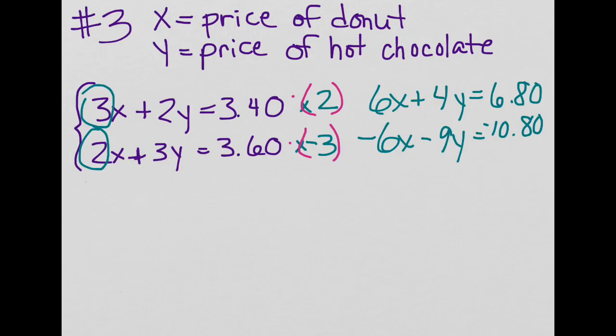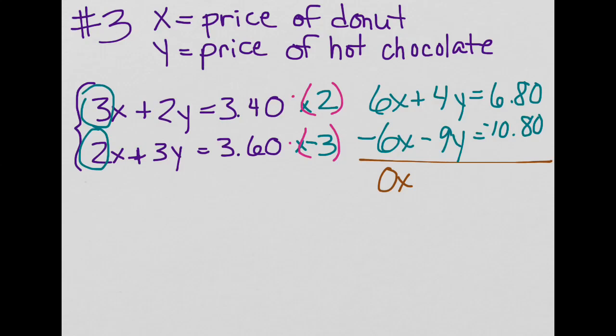Okay, let's go back to our system. We are going to solve this by adding the two equations together. Remember, that is called linear combinations. So when we do that, we will have 6x minus 6x is 0x. Now we have eliminated the x's. That's what we wanted to do.